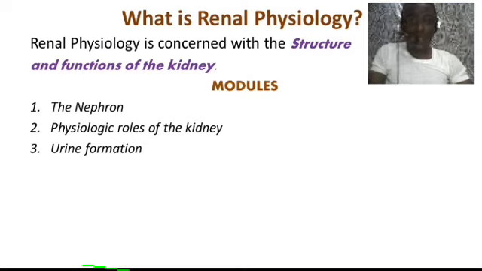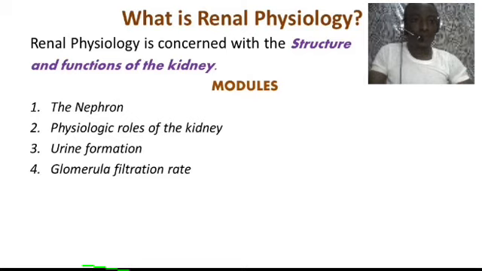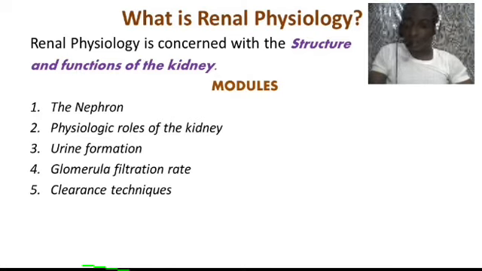Alright, in module 2, I will discuss the physiologic roles of the human kidney. Module 3 will be on urine formation. So many times we go to the convenience to pass out urine, but we don't know how the urine is formed. That will be discussed in module 3. In module 4, I will be teaching you glomerular filtration rate, the meaning, the normal values, and everything about it. In module 5, I'll be discussing clearance techniques. Clearance techniques is concerned with measurement of glomerular filtration rate, renal blood flow, renal plasma flow, and so on. And I'll be showing you the formulas used in calculating all of that.